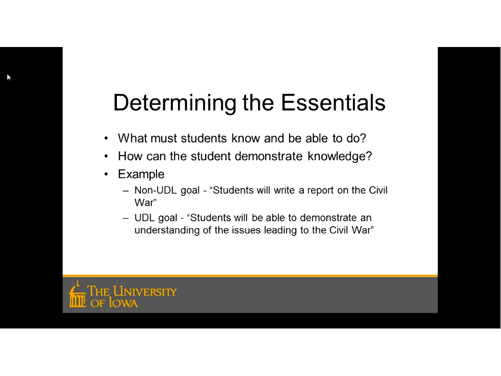If you're really looking at universal design for learning, one of the more appropriate goals might be something like, by the end of the class, students will demonstrate an understanding of the issues leading to the Civil War. When you leave it vague enough like that by saying demonstrate an understanding, you're allowing for multiple pathways to doing that. It could be via writing a report. It could be doing some other type of project. It could be giving a presentation.